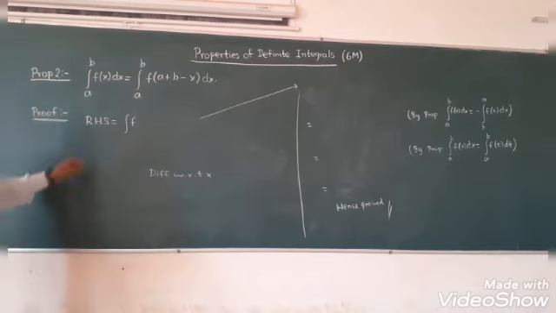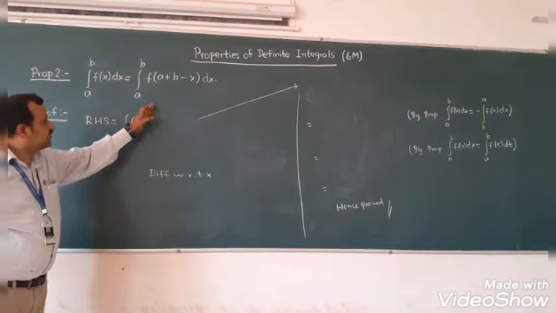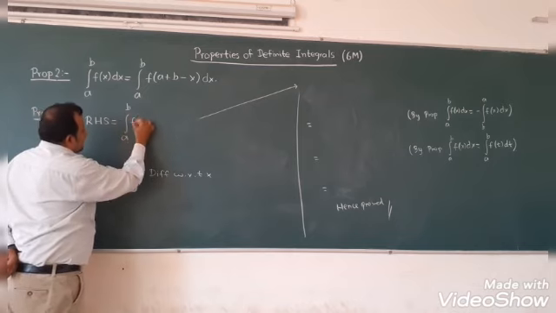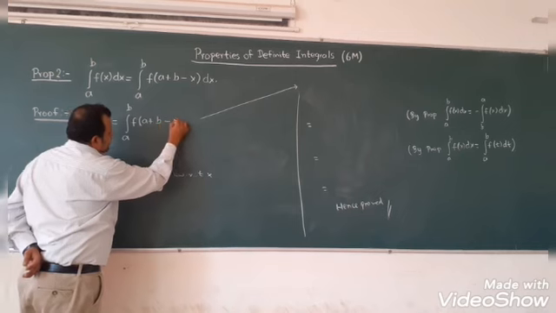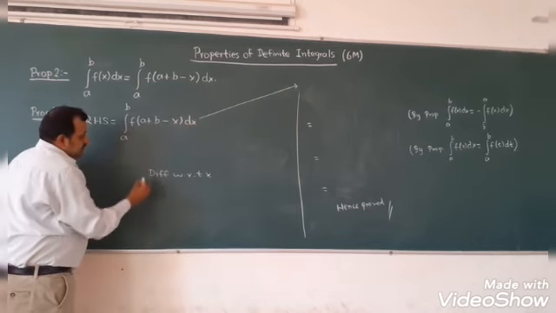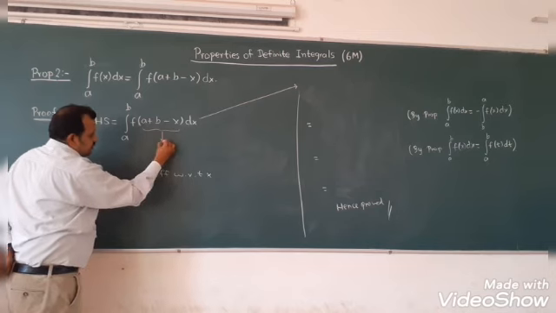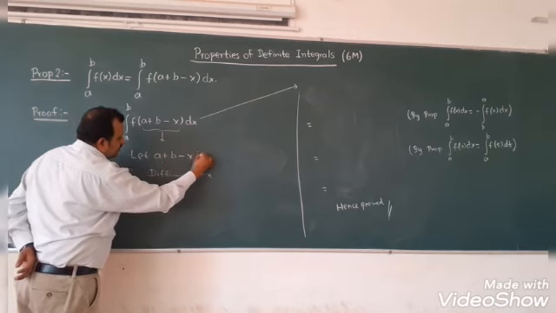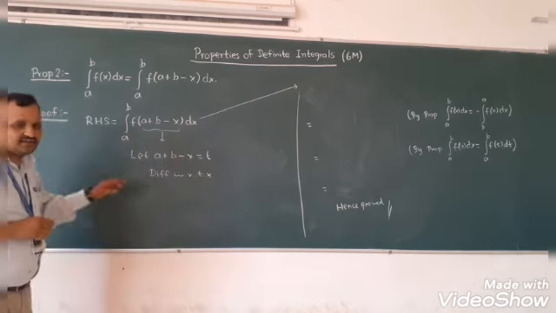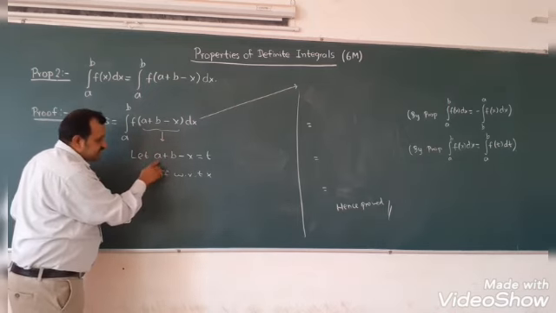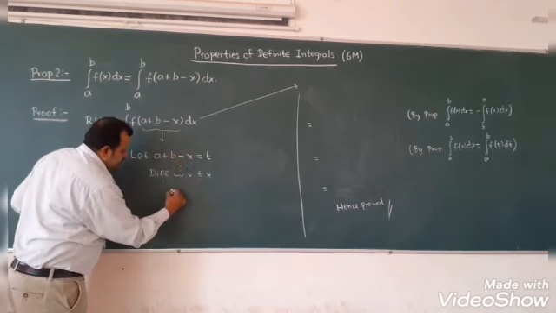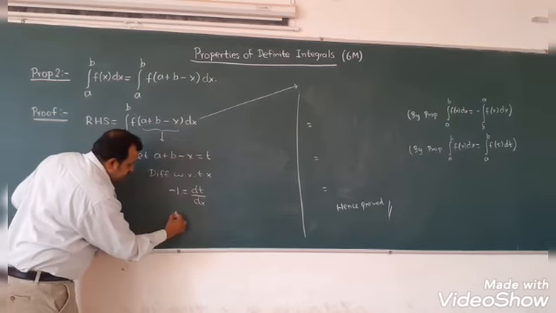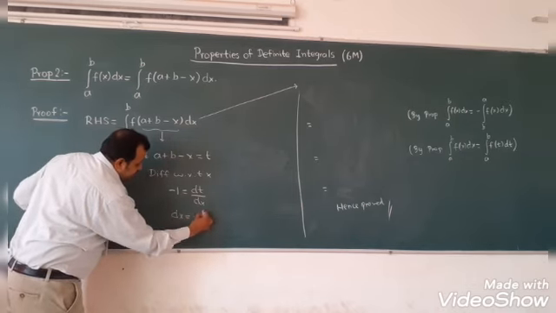Now again same. Where information is more, that I am taking and proving the other part. So I am taking the right hand side. So right hand side is integral from a to b f of a plus b minus x dx. So here I am assuming this to be t. So let a plus b minus x is equal to t. Differentiate with respect to x. So a plus b is a constant, 0. So what you will get? Minus 1 is equal to dt by dx. Cross multiply, dx is equal to minus dt.